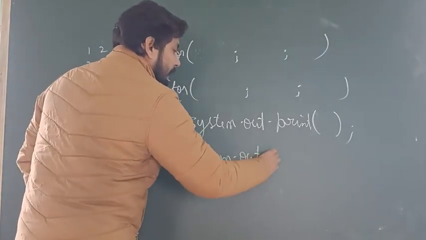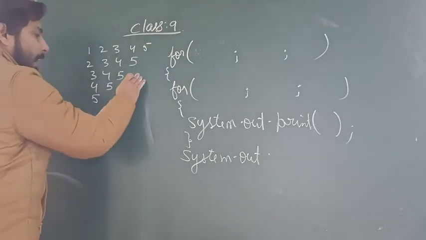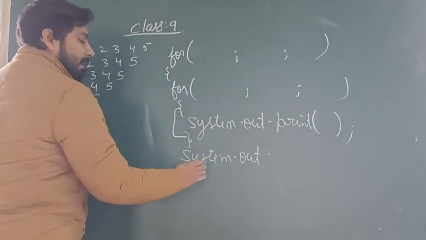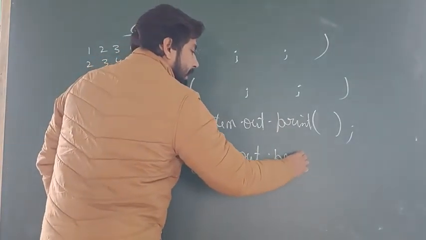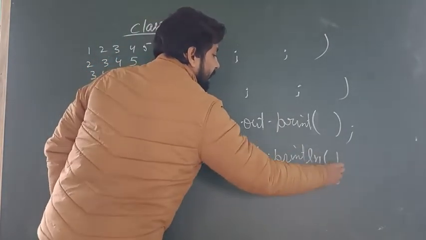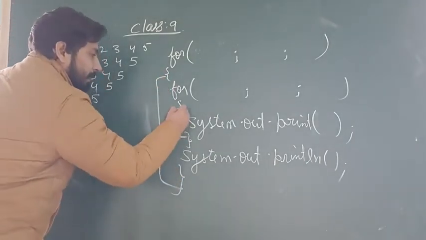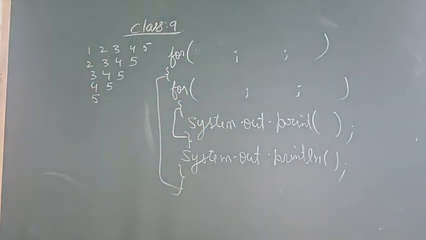So first you will print 1 2 3 4 5. So what is this line doing? 1 2 3 4 5. After that, System.out.println will take you to the next line. It is taking us to the next line. So this is your outer loop, this is your inner loop, and here we have the print statement.